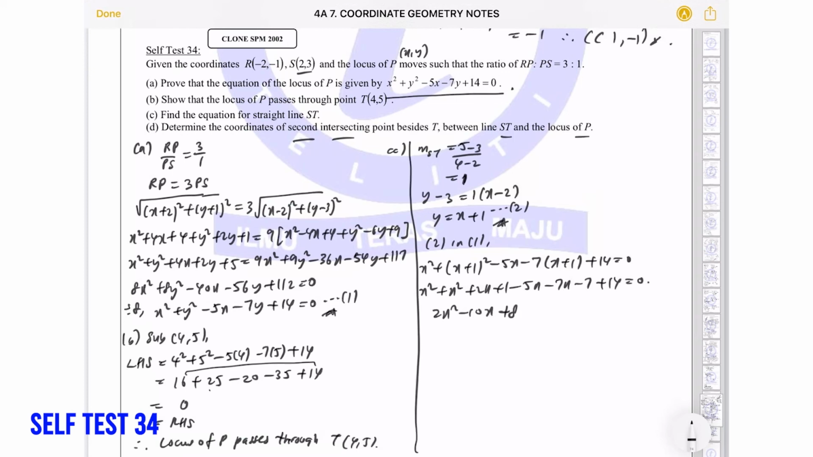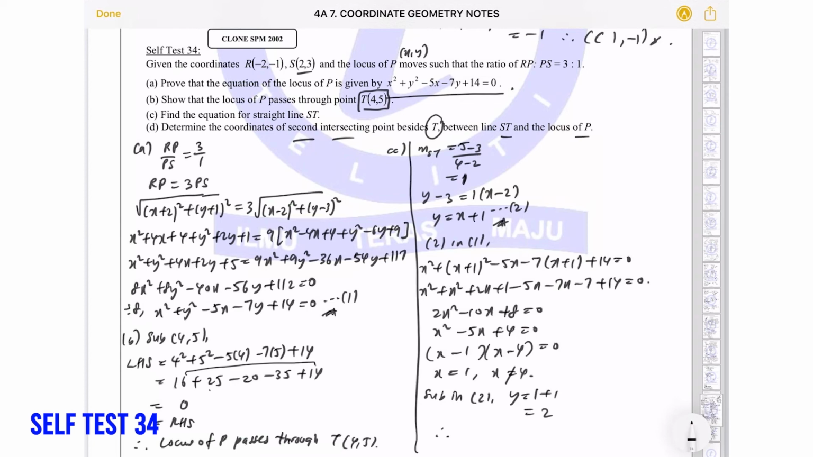So here we can divide everything by 2, and notice we have a quadratic equation that we can factorize. The factors are 1 and 4. My x should be 1 or 4, but please take note, they say another point besides T. T is (4, 5), so x cannot be 4. So we don't take that, we take x equals 1. We substitute inside equation number 2, my y is 1 plus 1, answer 2. So the second coordinate will just be (1, 2).